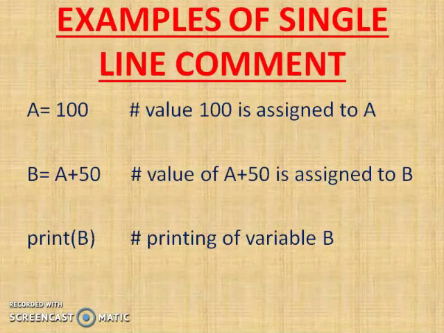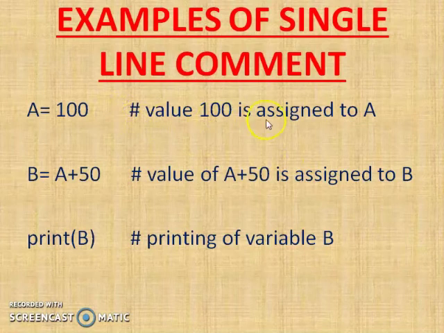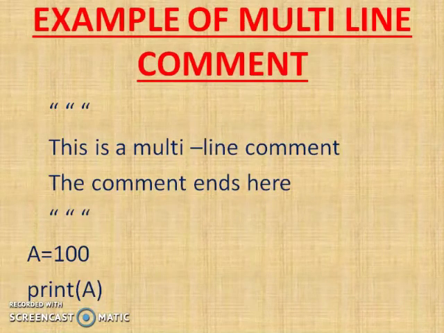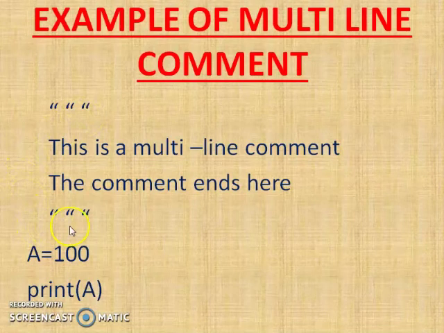Now here are some examples of single line comment. In this you can see a is equal to 100. Here value 100 is assigned to a. If you write this line as a comment, it will not be given as output in the output window. Now here is the example of multi-line comment. You can see here I have written two lines, and for writing the two line comment I have used double inverted comma thrice, separated by space. And if you write a is equal to 100 and print a, it will return only the value of a. It will not show this one at the output screen.